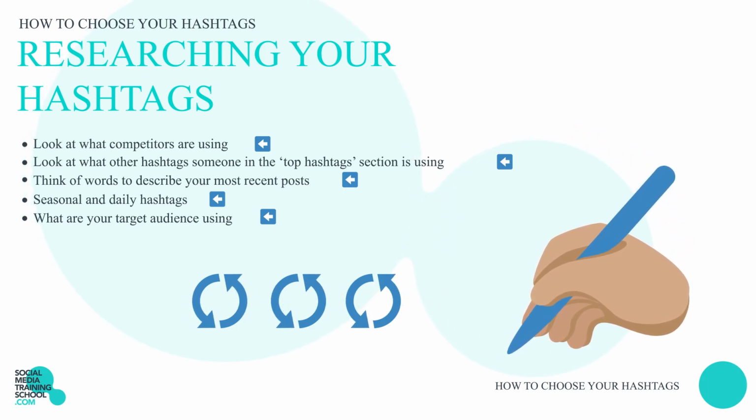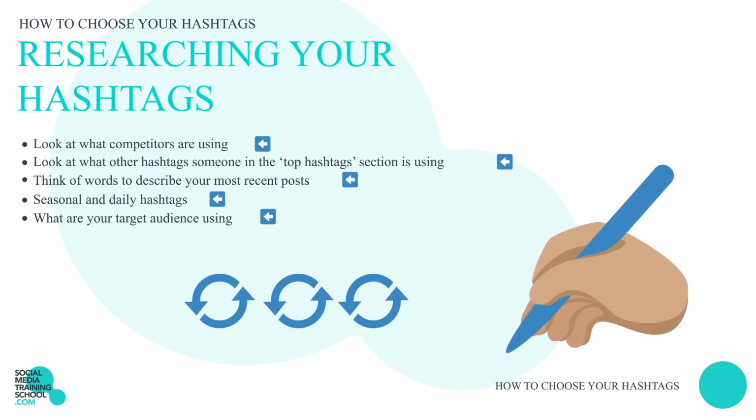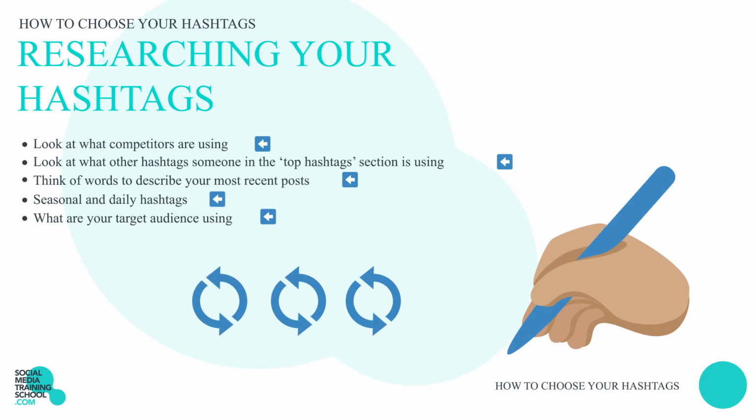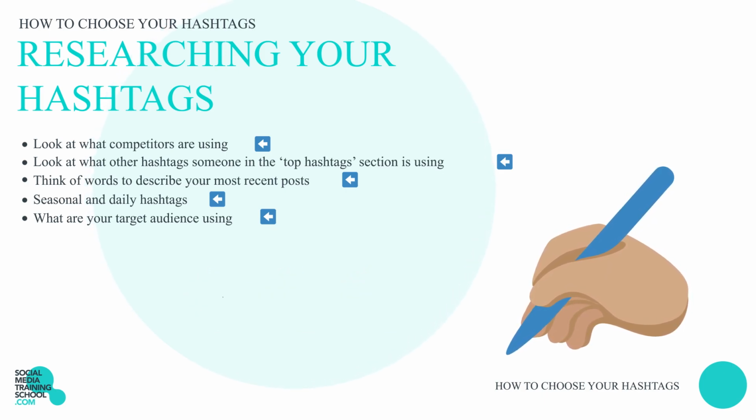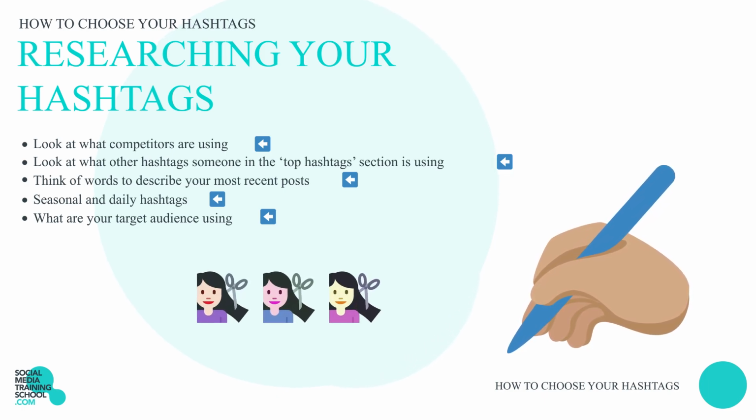Going back to the hairdresser's example, it might be before and after picture, cut and colour, blonde hair dye, new hairdo, and hair extensions. From these broader terms, you can then try to see if there's anything more niche you could use. For example, instead of just blonde hair, you could add blonde bob or warm blonde. Try to be as descriptive as possible. You can also use seasonal hashtags like summer style or daily hashtags like Monday motivation or throwback Thursday.